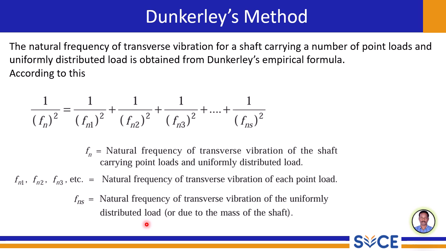Therefore, the standard formulas available to calculate the frequency depend on the shaft boundary condition, for example, simply supported or fixed end. The formula essentially states that the overall flexibility of the system or shaft, represented by the inverse of the square of the natural frequency, is equivalent to the sum of the flexibilities contributed by each individual point load and the distributed load.